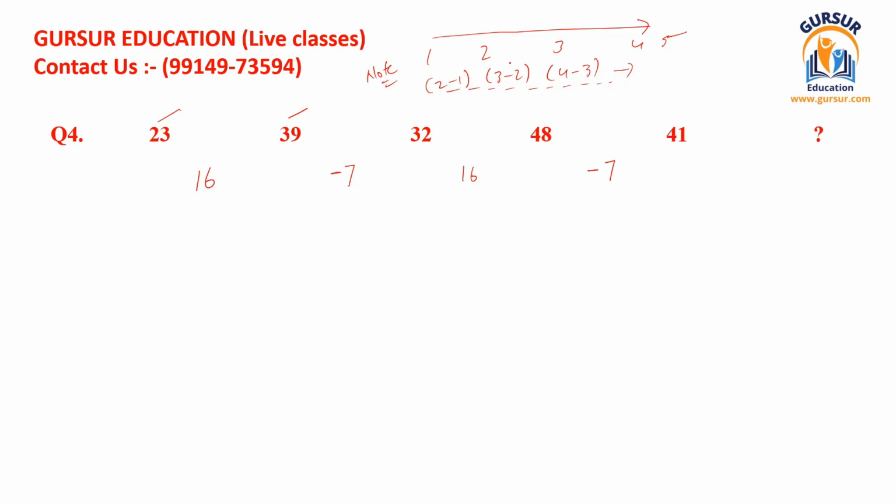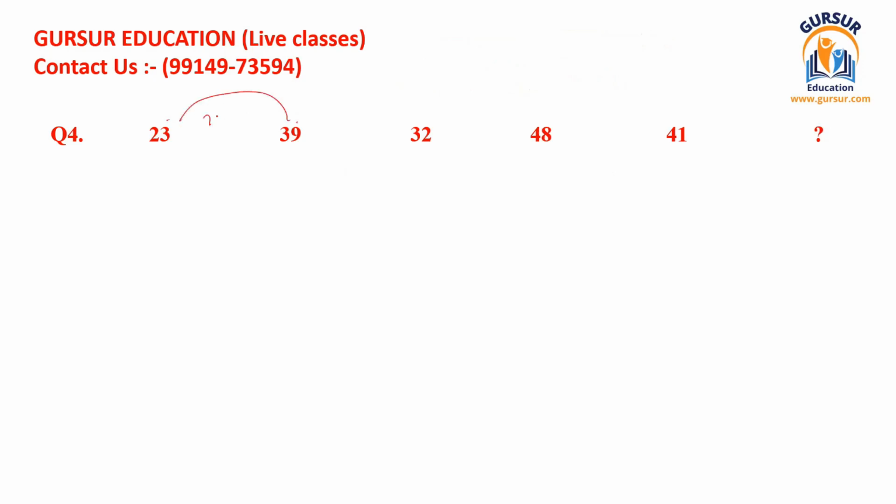question can be wrong. Okay, so first of all, I reduced 23 from 39, the first element from the second element. When I reduced it, I got 16. When I reduced 39 from 32, I got minus 7. Again I got 16. Again I got minus 7. And this is a very simple series. The logic is in front of you right now. That was 16, minus 7, 16, minus 7. First was 16, then minus 7, then 16, then minus 7.